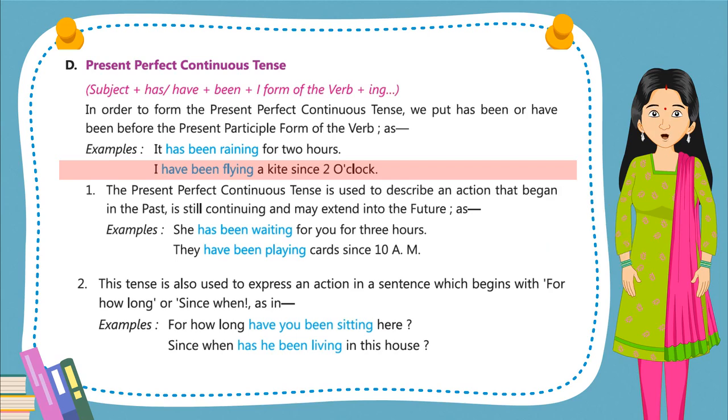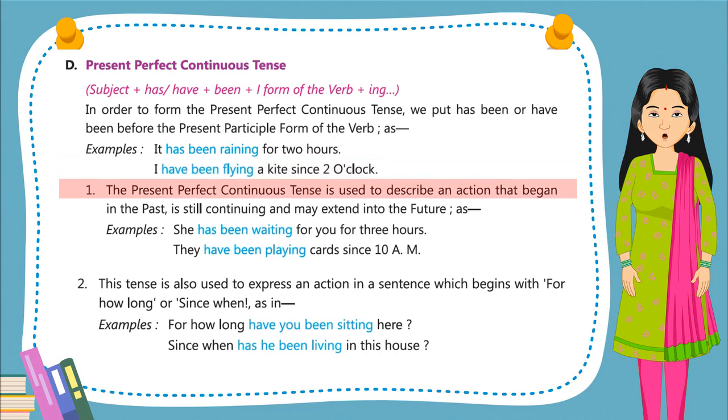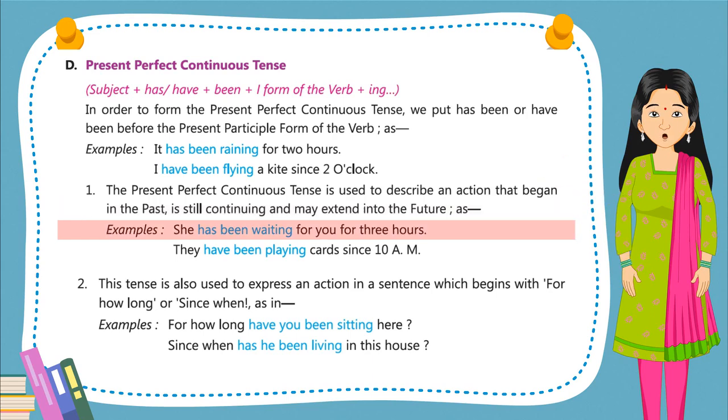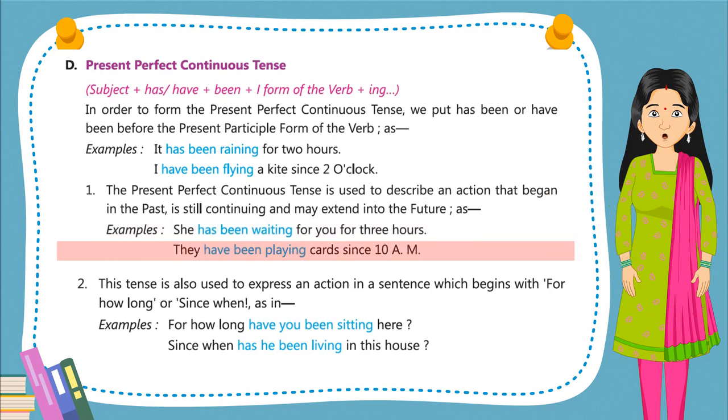I have been flying a kite since 2 o'clock. 1. The present perfect continuous tense is used to describe an action that began in the past, is still continuing, and may extend into the future. As examples, she has been waiting for you for 3 hours. They have been playing cards since 10 a.m.